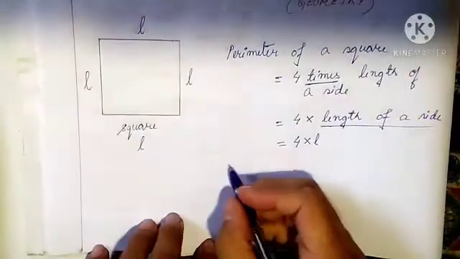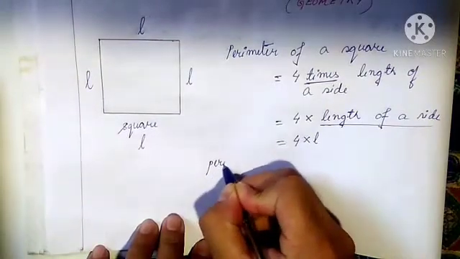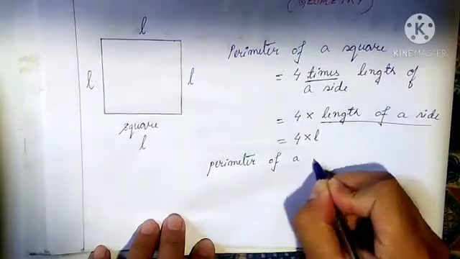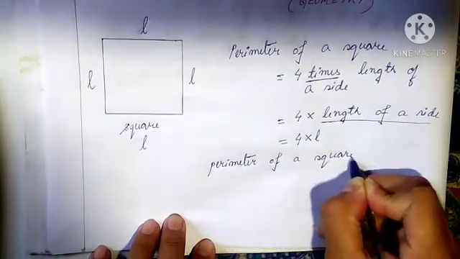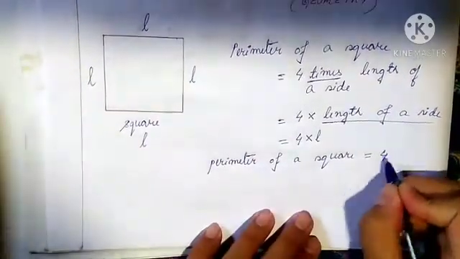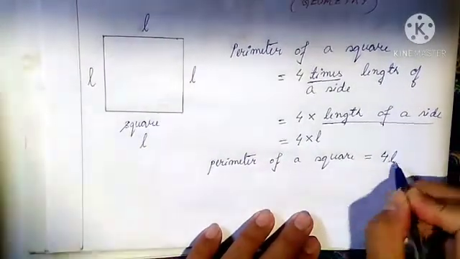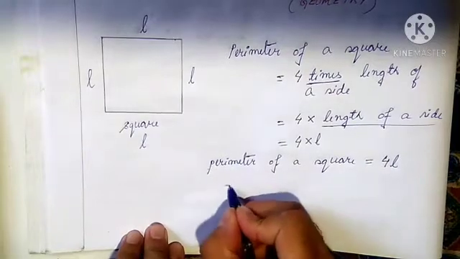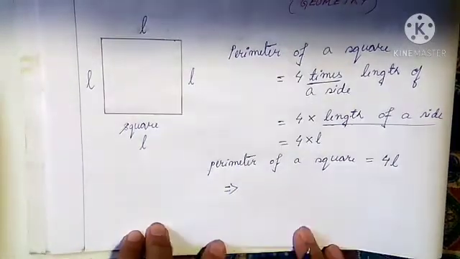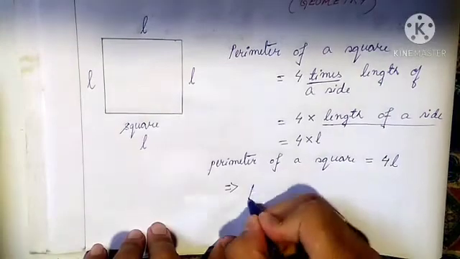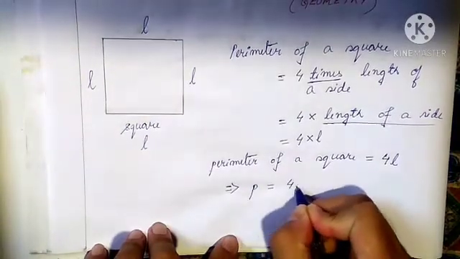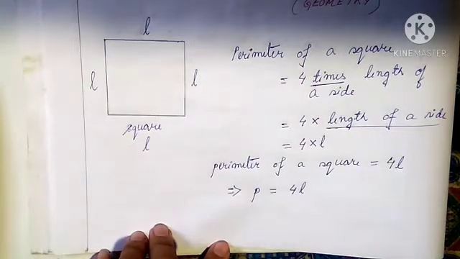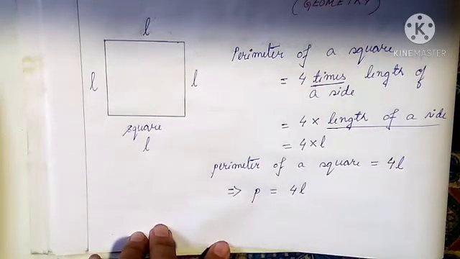Or simply we can write: perimeter of a square equals 4. Instead of writing 4 into L, we can simply write 4L. And what if we represent the perimeter of a square by a variable, let's say P? So it becomes P equals 4L. Understood? This is how we use variables in geometry.